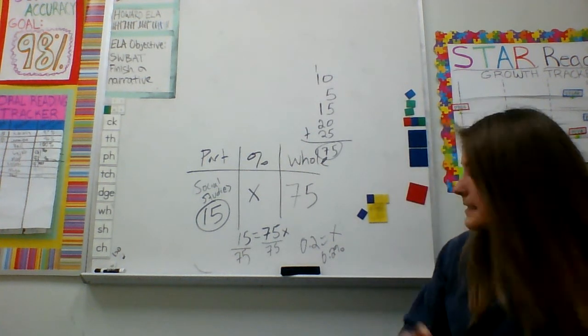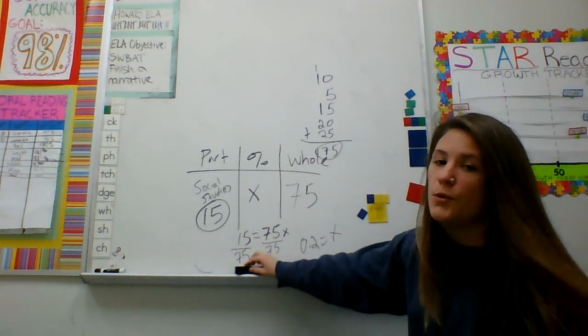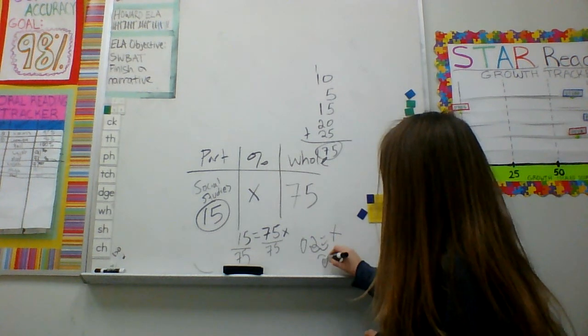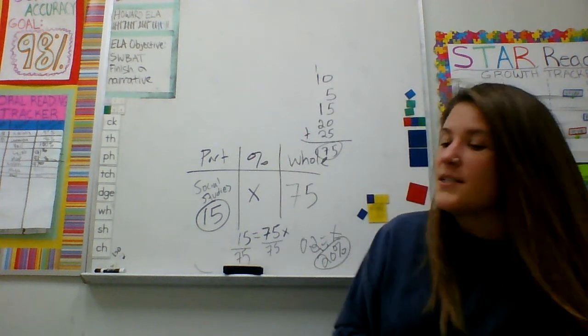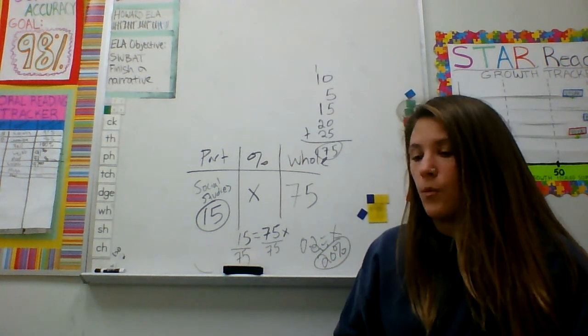That doesn't make sense. Percents can be written as decimals, so I need to know what is 0.2 as a percent. Well, if I move that decimal point over 2 times, I know that that is 20%. So my answer is that Rajane spent 20% of her time doing her social studies homework.